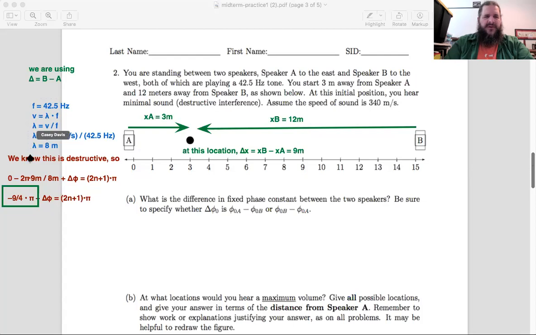Because ultimately we want an odd number, right? We want this to be an odd number times pi. But yeah, negative 9/4 is not an odd number. This is not an odd number times pi. So this term alone would not create destructive interference.